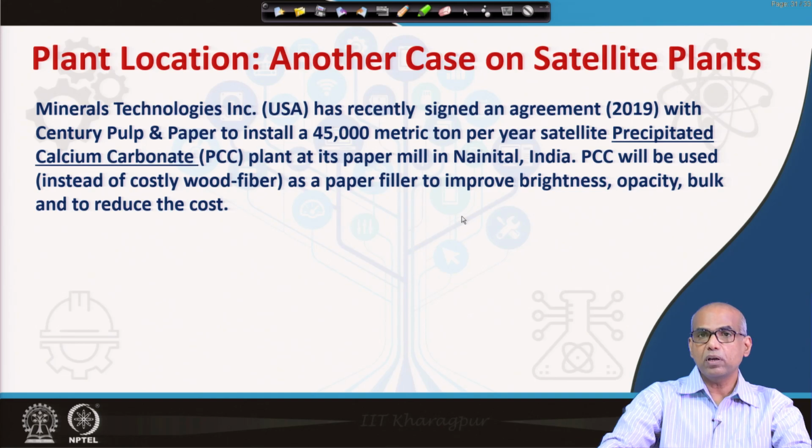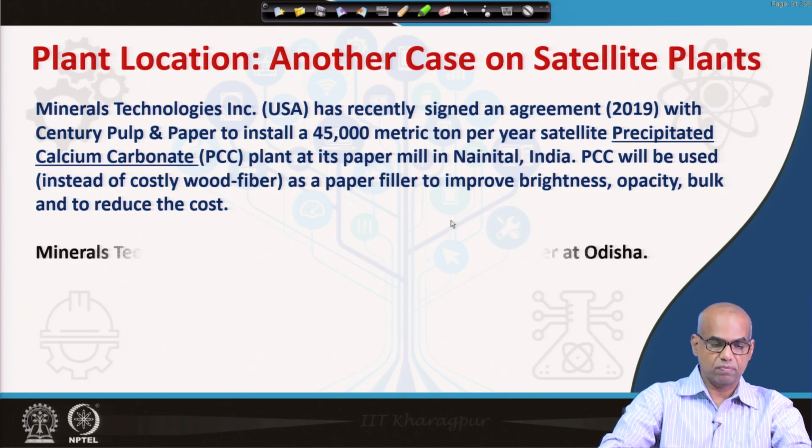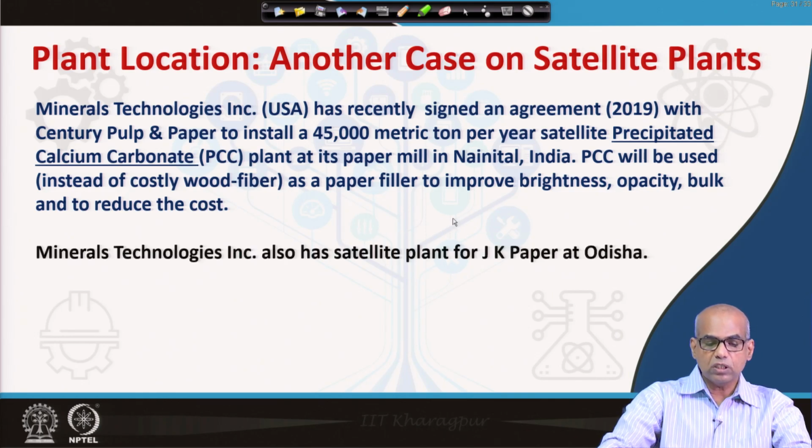Mineral Technologies Incorporated USA has recently signed an agreement with Century Pulp and Paper, an Indian company, to install a 45,000 metric ton per year satellite precipitated calcium carbonate plant at its paper mill in Nainital, India. PCC will be used instead of costly wood fiber as a paper filler to improve brightness, opacity, bulk and to reduce the cost. Minerals Technologies Incorporated also has satellite plant for JK paper at Odisha.